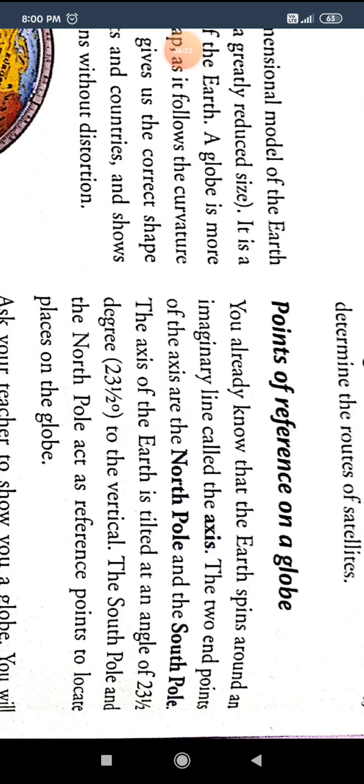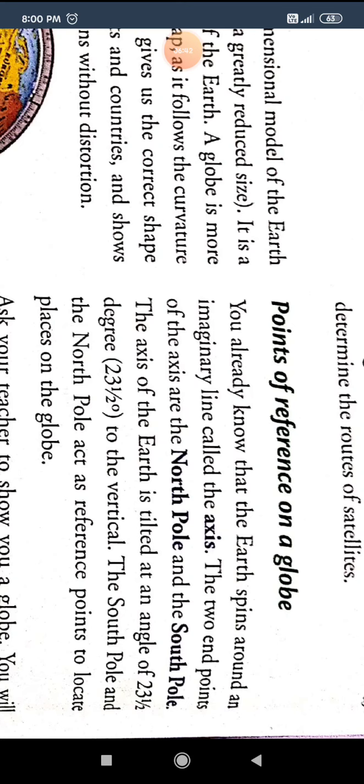That is called the axis. And the earth has two end points of the axis. They are called the north pole and the south pole. Okay, the two end points of the axis are the north pole and the south pole.